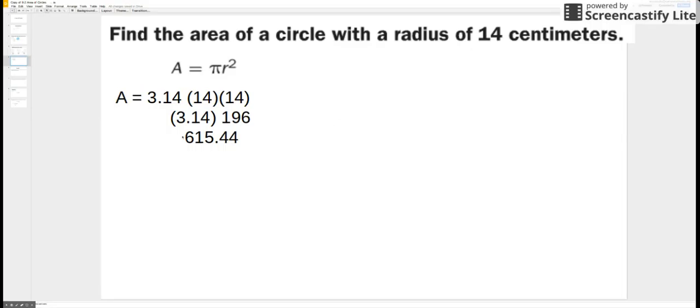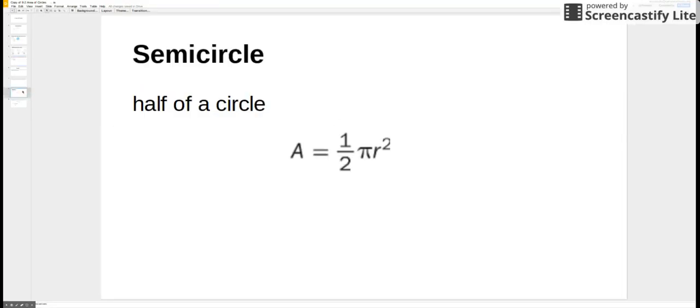Okay, and so let's look at our last example. Here we have a semicircle. A semicircle is half of a circle. So it only makes sense that the area of half a circle would be half of the area formula. If the area of a circle is pi r squared, then a semicircle would have to be half of this. So it's half times pi times r squared.